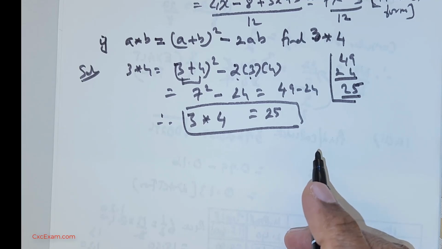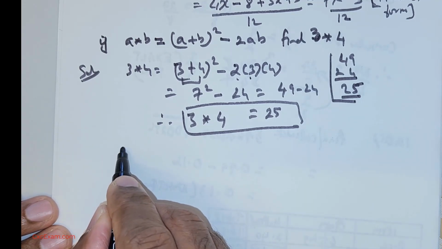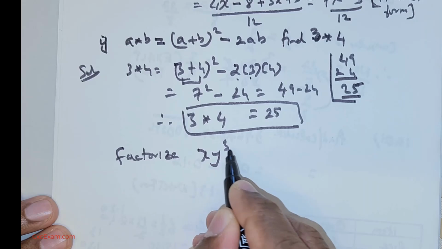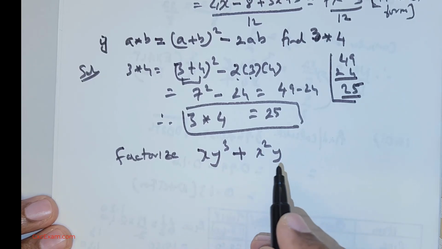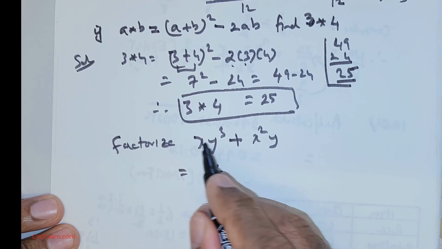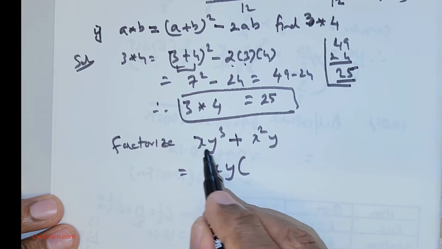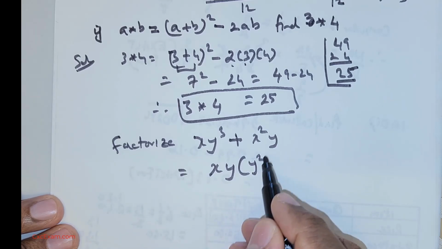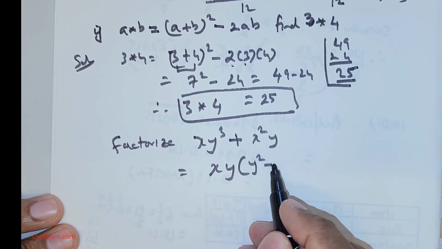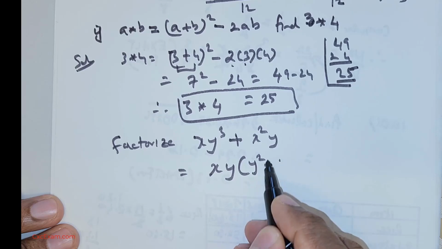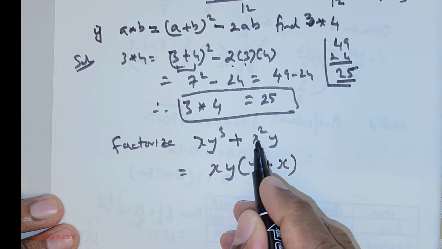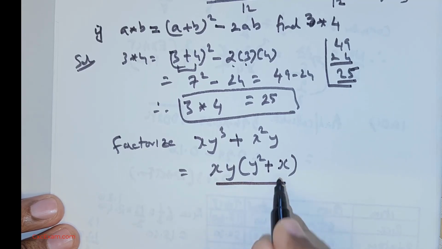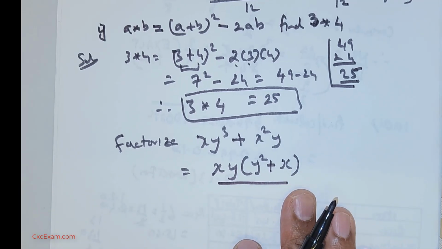Okay, so the next question is: factorize xy cubed plus x squared y. So this can be rewritten by taking x out and taking y out. So you will have a y squared there, and you've already taken a y out. So this is going to be x there. So x into xy is x squared y. y squared into xy gives you xy cubed. Okay, so that is the final solution. Nothing else more to do on that.